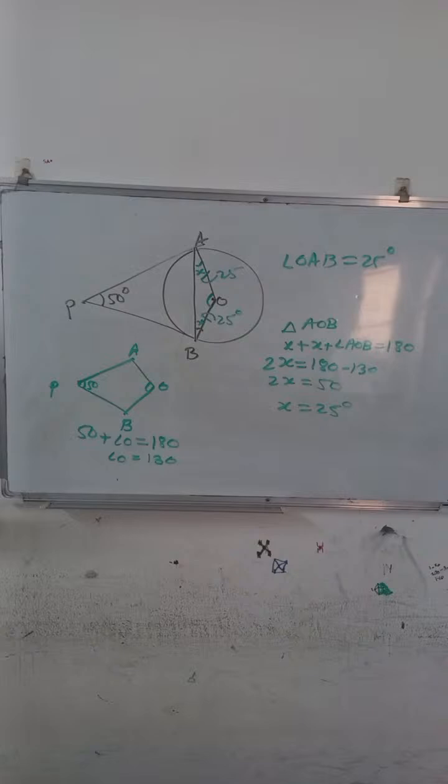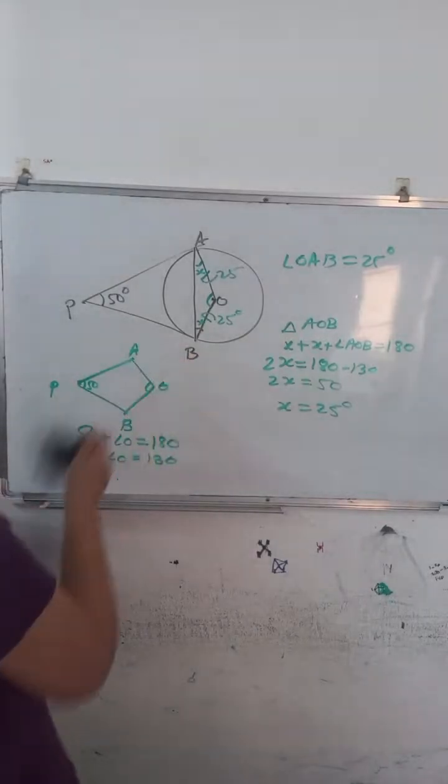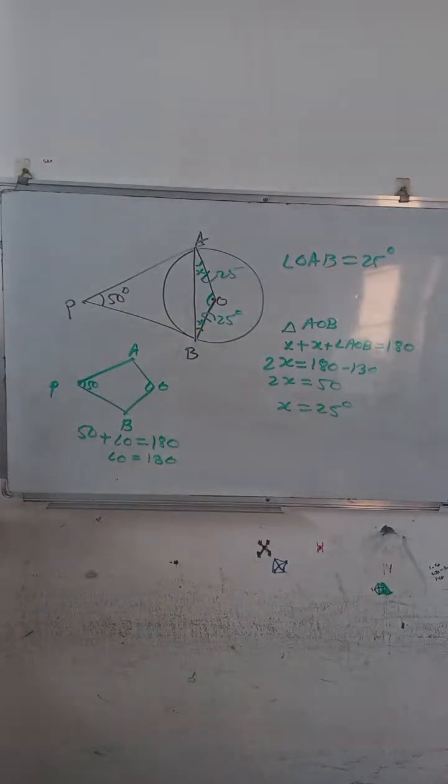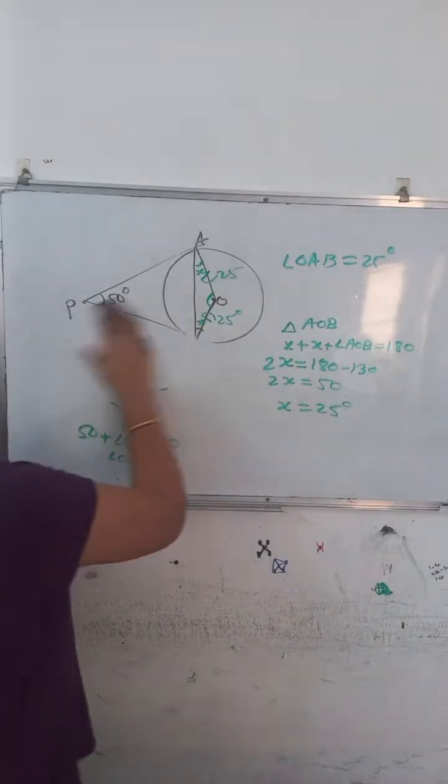Okay. Hope everyone is getting this. Now write down the next question. If tan A is equal to 4 by 3, I hope everyone has copied this question now. Okay, I'll erase this.